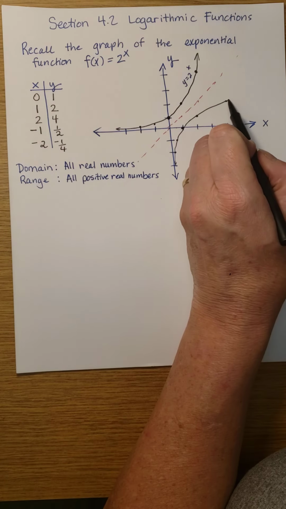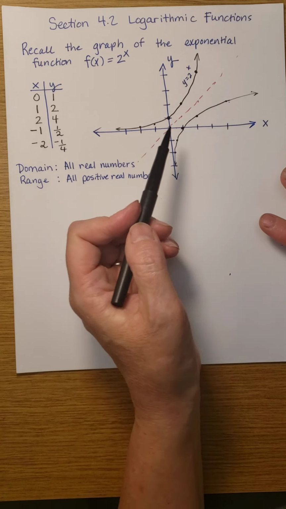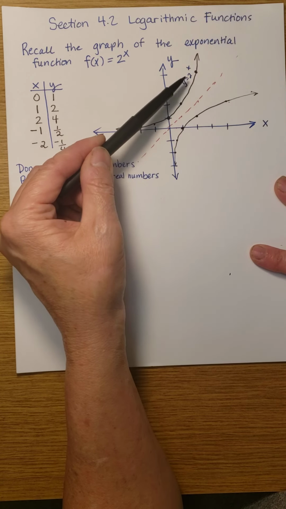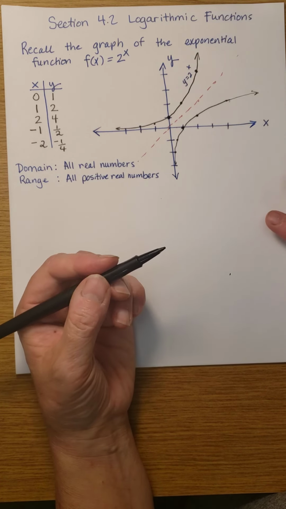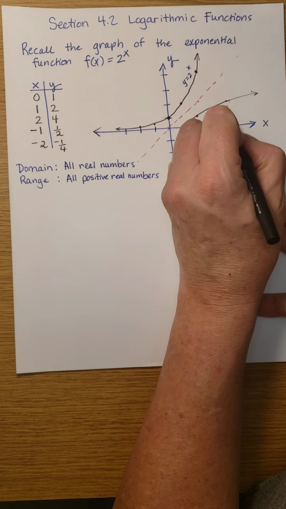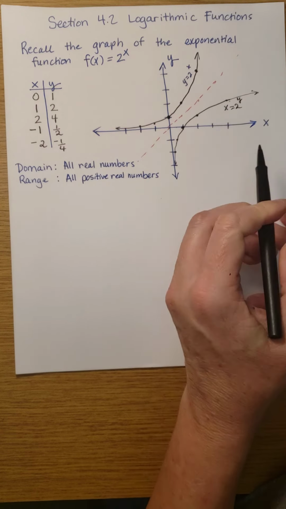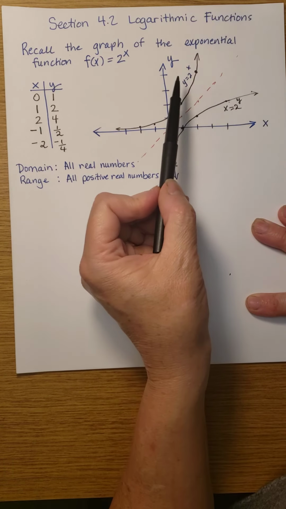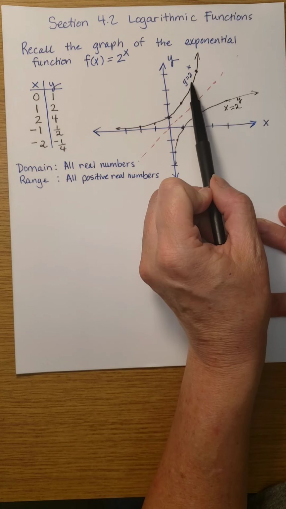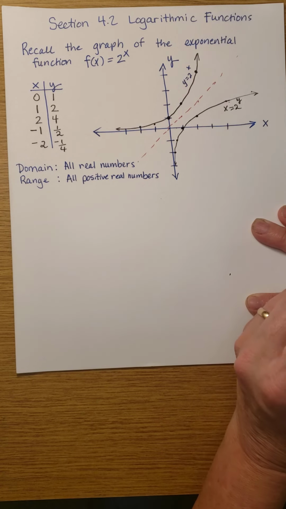Now, this is a function. It passes the vertical line test, and it also passes the horizontal line test, and it is the inverse of y equals 2 to the x. Well, recall the equation of this line is x equals 2 to the y. And that's because when you're looking for the inverse, you're switching x and y. So if I switch x and y in this equation right here, I get x equals 2 to the y.